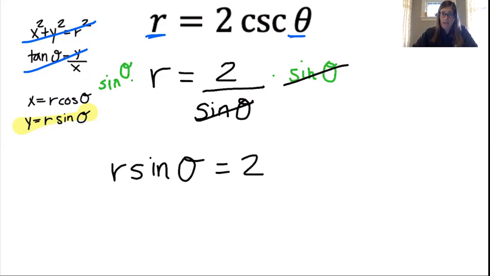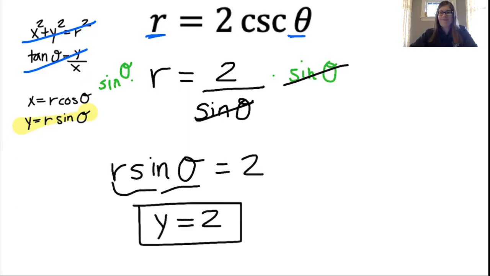And now I have it looking exactly as it needs to look, r sine theta, so that I can say all of r sine theta is just y. Y equals 2. So this equation, r equals 2 times cosecant theta, is really a horizontal line in rectangular form.